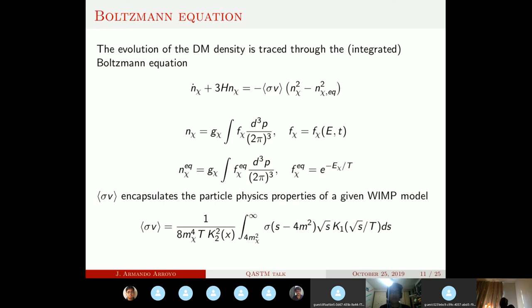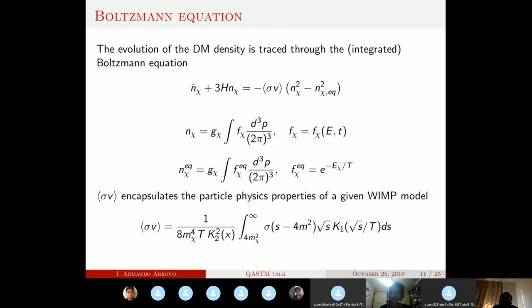But I remember reading some paper where you can actually use the full Bose-Einstein or Fermi-Dirac distribution, and the difference in calculations is not that large. It's very small. So here you have written something called g chi, which is the relativistic number degrees of freedom. So how do you supply that number?